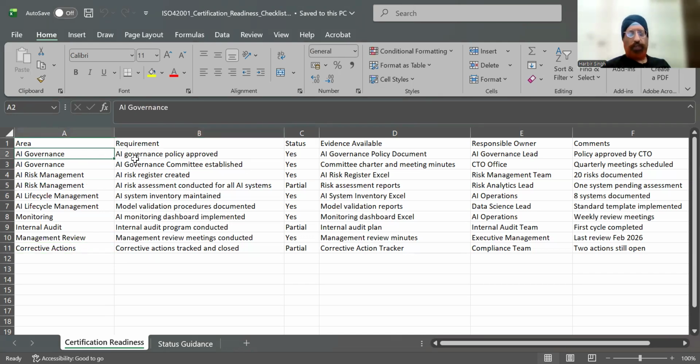For AI governance, the policy is approved and the AI governance committee is established, right? Under risk management, the AI risk register is created, right? So you know that against this particular area, these particular things have actually been done. What is the status, right? Status is mentioned: yes, partial, yes, no, partial, and so on and so forth.